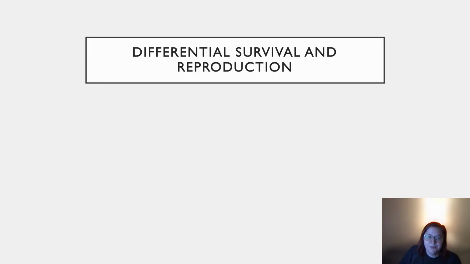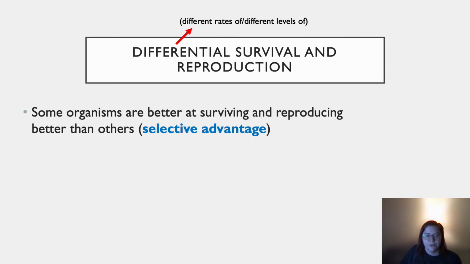The third one is differential survival and reproduction. This is important. Differential means there's different rates of or different levels of survival and reproduction. So in the population, some individuals will live longer and have more babies, and that needs to happen for there to be natural selection. So some organisms are better at surviving and reproducing than others, and remember from the adaptation video, this is called a selective advantage.